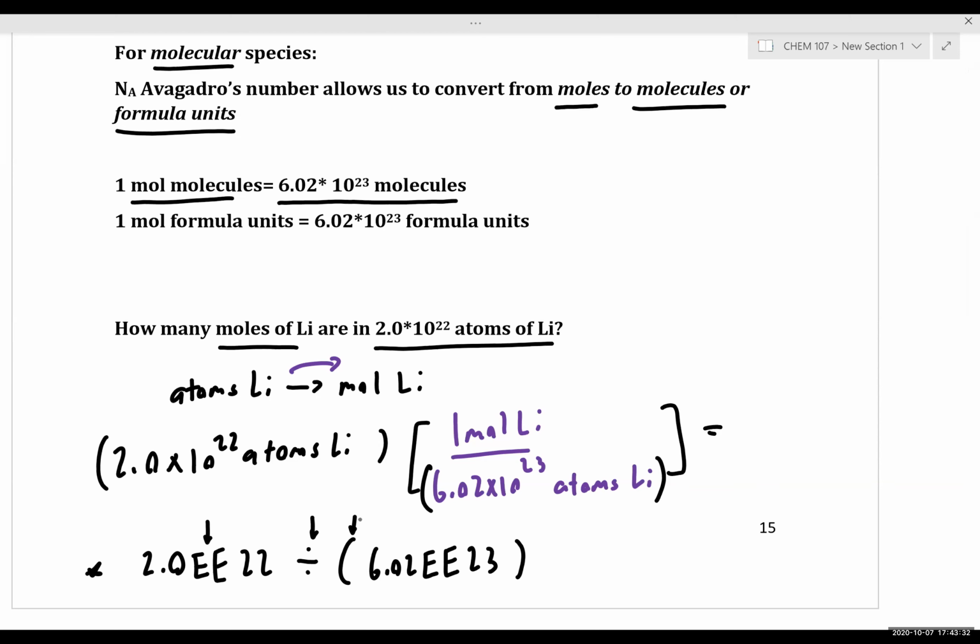So if we divide by parentheses 6.02 EE23, that gives us, for our moles of lithium, 0.033 moles of lithium. And I highly encourage you to try entering this into your calculator just to make sure that you're comfortable executing these calculations and using your calculator to complete mass to mole calculations. Does this make sense to everyone?